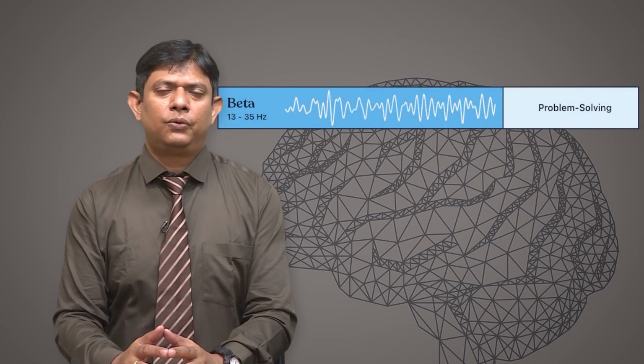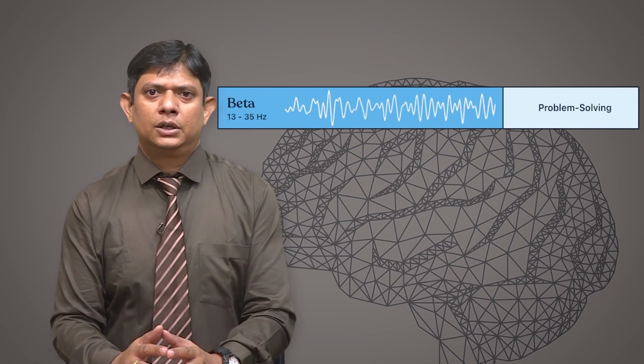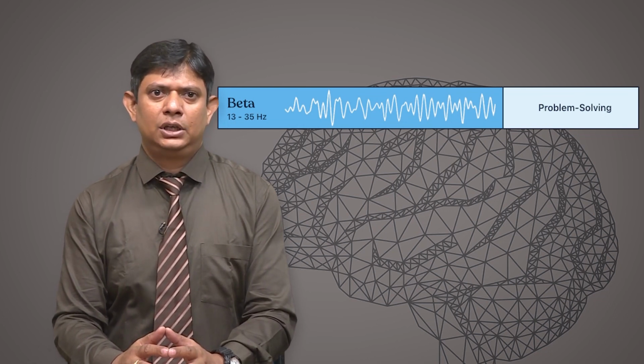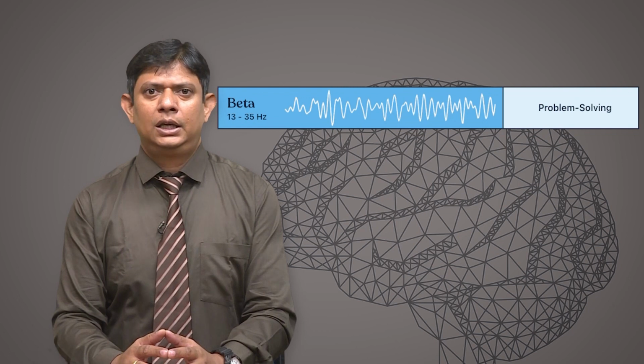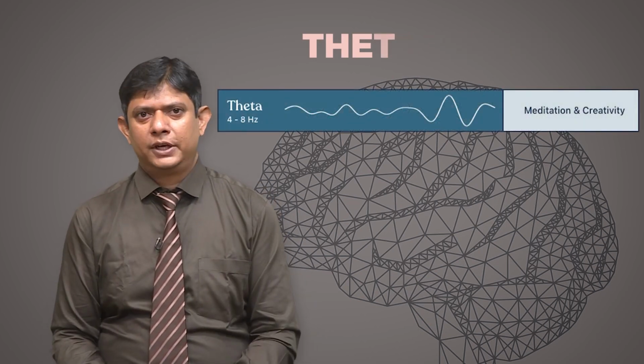The second wave is the beta wave. It ranges from 14 to 30 hertz. Beta waves are seen when a person is awake, alert and actively engaged in mental activities. They are linked to focused attention, problem solving and cognitive processes. Beta waves are prominent during tasks that require concentration, logical thinking and active decision making. Theta waves range from 4 to 7 hertz.